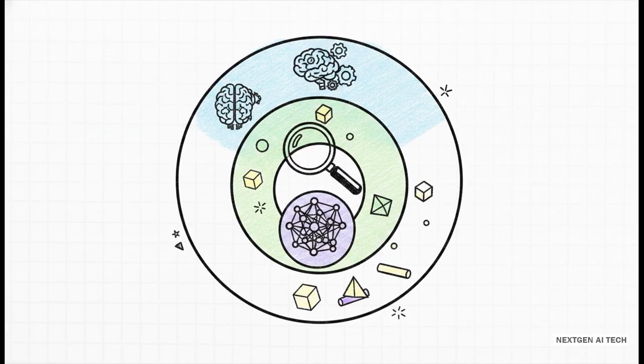Okay, so the absolute best way to wrap your head around this is to visualize three nested circles. It's like a giant target. The biggest overarching container on the outside, that's artificial intelligence. Inside that, you've got a smaller, more specialized circle, which is machine learning. And finally, nestled right in the center, you have the smallest and most highly specialized circle of all, deep learning. They're not competing with each other, they're actually nested layers.